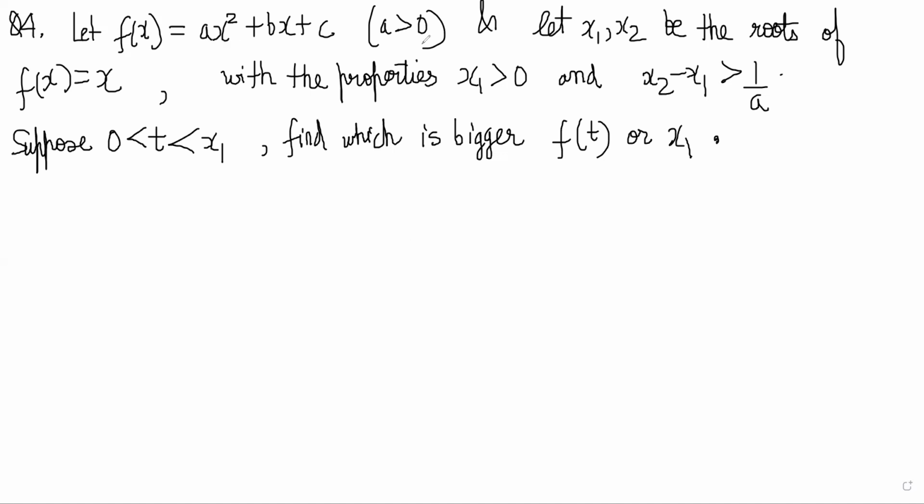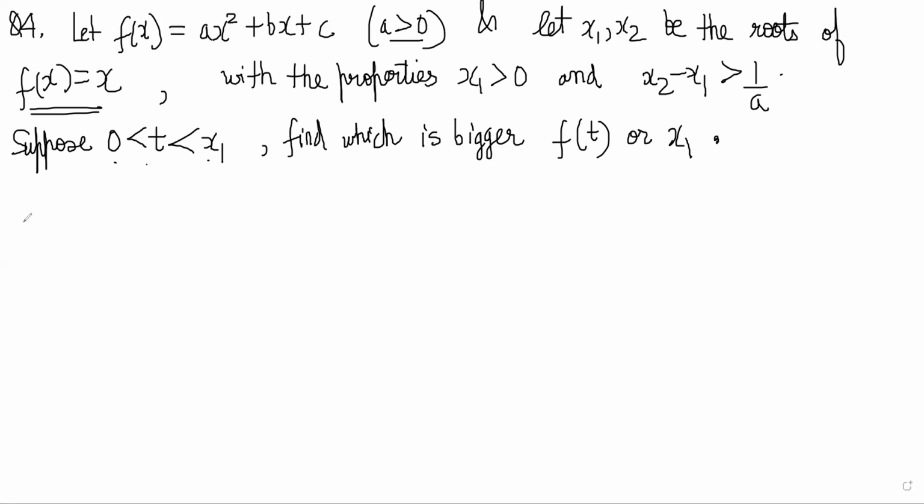F of x is a quadratic, it's an upward facing quadratic because a is greater than 0. x1 and x2 are roots of the equation f of x is equal to x. And the properties of the roots are such that x1 is positive and x2 minus x1 is greater than 1 by a. Also, t is some number between 0 and x1, right?